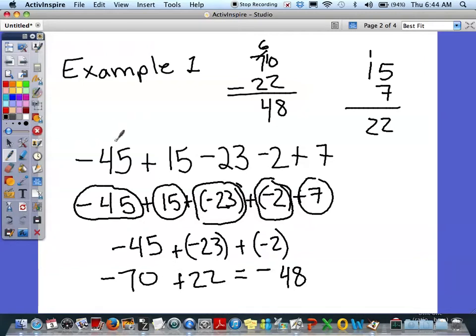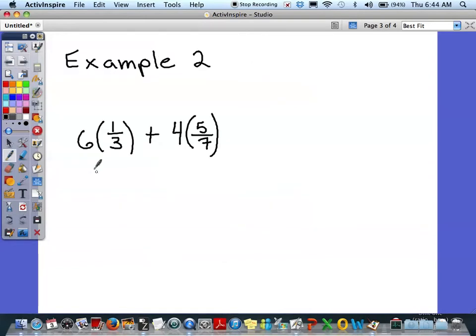Like I said, that's only one way. There's tons of ways you could do this. Some, if you like to, you can work left to right all the way through. That's fine too. One more example for you. What happens in expressions like this where you've got multiplication of fractions and addition?